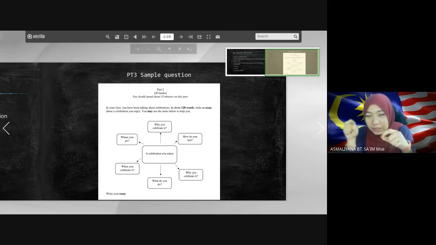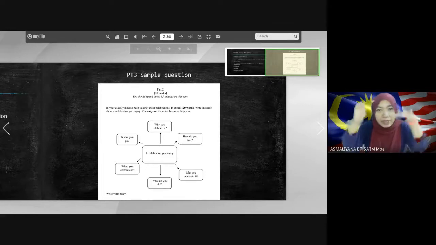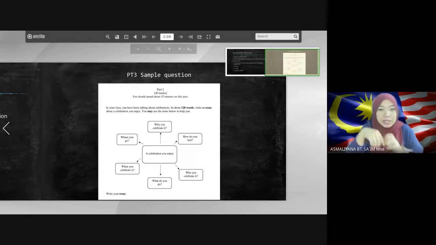Okay, dia akan berbentuk macam ni. Ada mapping. Ada map. Dia bagi awak content lah. Biasanya dia akan bagi awak content. You should spend about 35 minutes in this part. 20 marks. Hari tu part 1 20 marks. Part 2 20 marks. Okay, in your class you have been talking about celebrations in about 120 words.